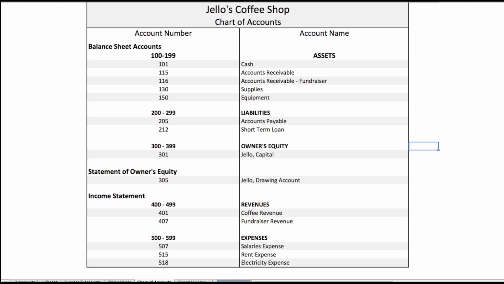Well, that's it today, folks. That was a really quick rundown. I just wanted to go over this briefly so next week when we start talking about general ledgers and journal entries, you'll understand what I'm saying when I refer back to your chart of accounts.